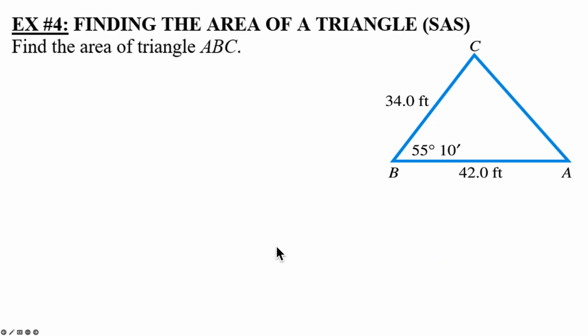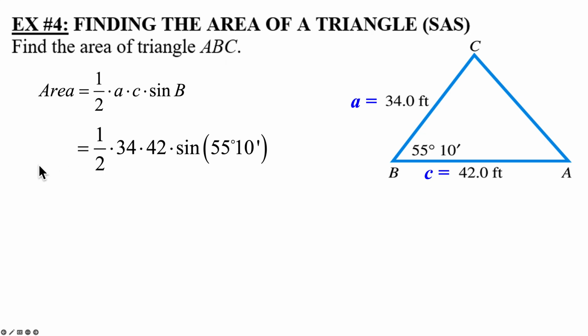All right, example time. Here we have, find the area of ABC. Here you have an angle, 55 degrees, 10 minutes, that's in between two given sides, 34.0 feet, 42.0 feet. Okay, that's a side angle side. So this is side A, this is side C. I need to have 1/2 times AC times the sine of angle B. So I plug in the numbers.